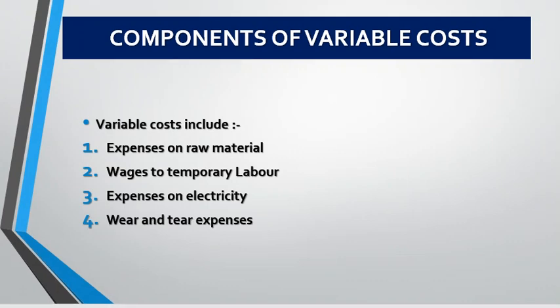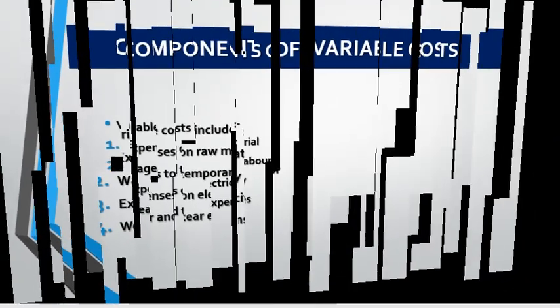So what are the components of the variable cost? Expense on the raw material, wages to the temporary labor, expense on the electricity, and wear and tear expenses.